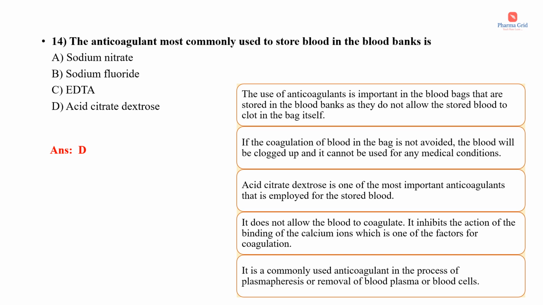So this acid citrate dextrose is one of the most important anticoagulants that is employed for the stored blood. It does not allow the blood to coagulate. It inhibits the binding of the calcium ions, which is one of the factors for coagulation. It is a commonly used anticoagulant in the process of plasmapheresis or removal of blood plasma or blood cells.